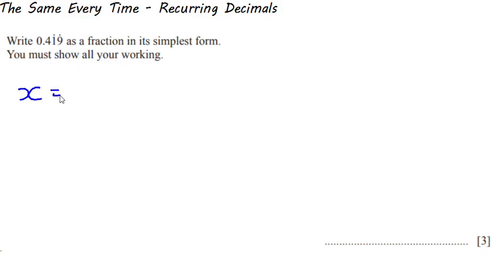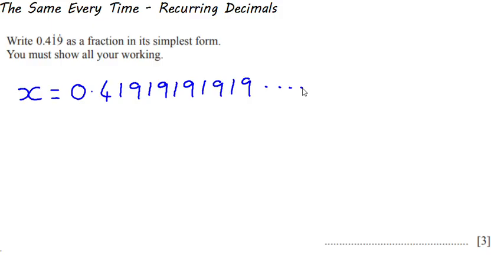Now, 0.419, and the 1 and the 9 have a dot over the top, so that tells you that the 1 and the 9 are actually repeating. So the 1 and the 9 repeat, the 0 and the 4 do not, so 0.4, and it's the 1 and the 9 that repeats like that. The 0 and the 4 stay exactly where they are.